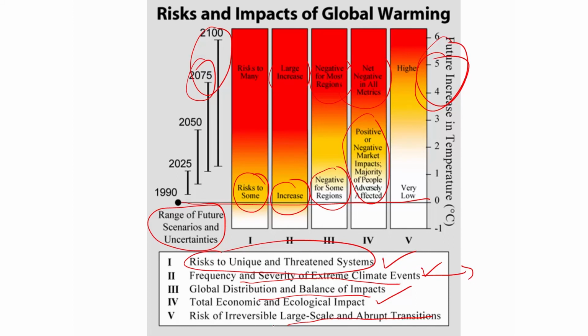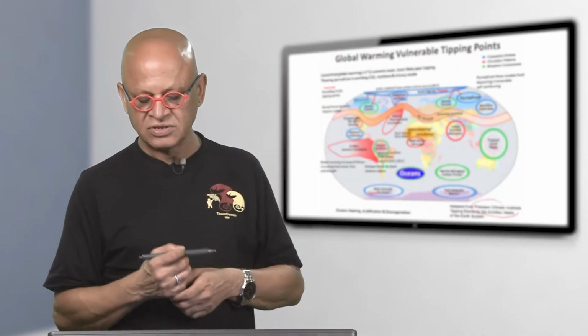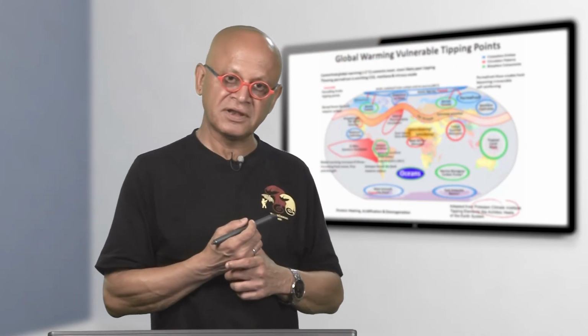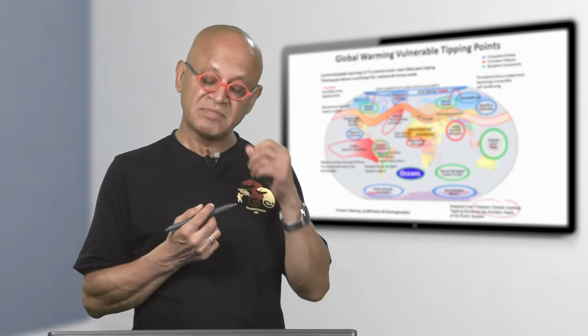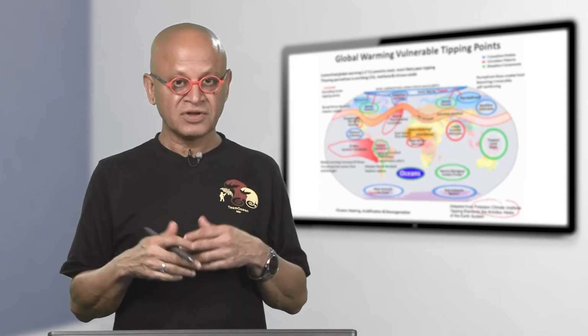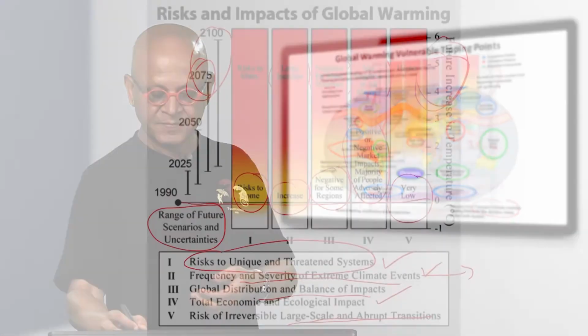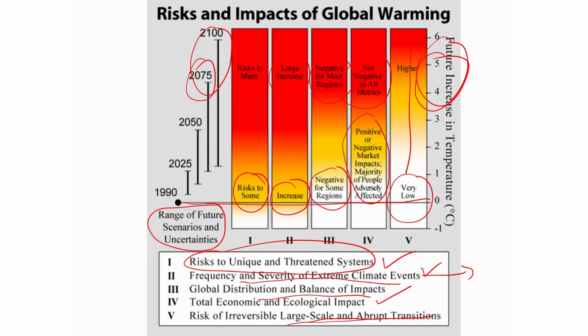So the risk of irreversible, large scale and abrupt transitions right now, as we said, the disappearance of the Arctic ice is one of them, and the Greenland ice melting is one of them. Amazon disappearing is another one. So that uncertainty here remains fairly large, but it is something to watch out for.